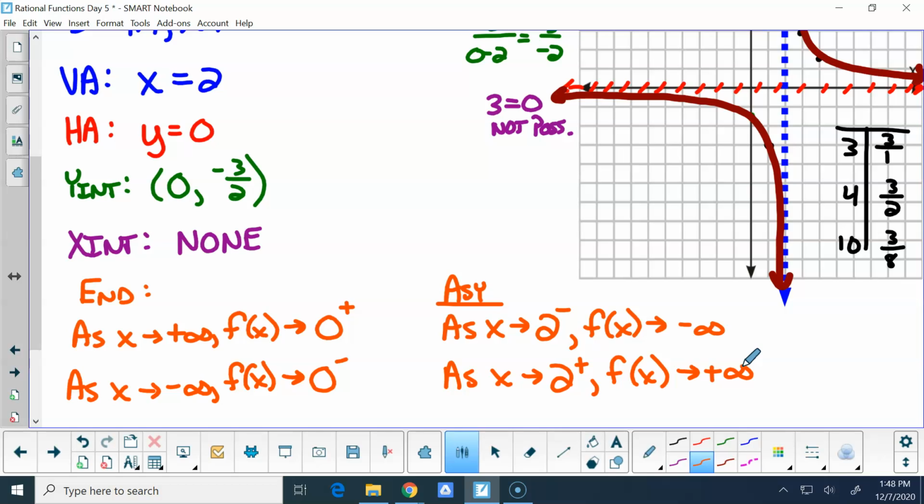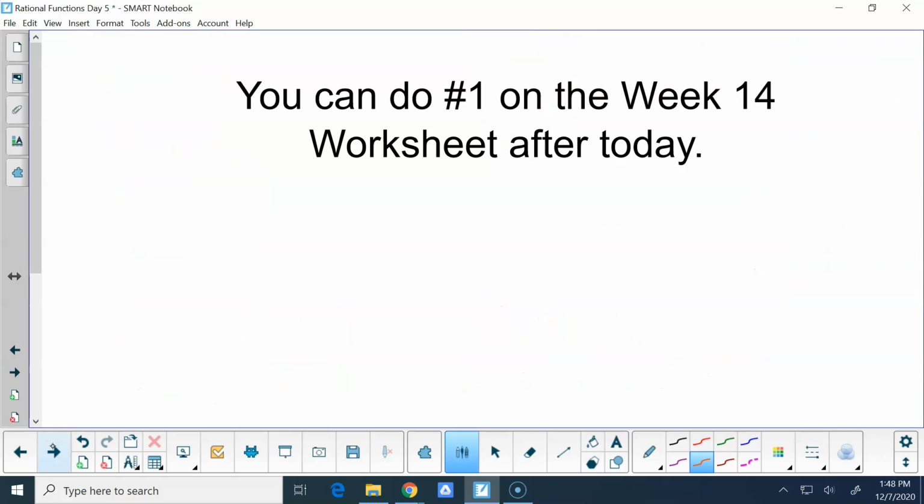Questions, comments, concerns, clarifications on any and all of those? With that being said, you can now do number 1 on this week's worksheet. Those of you in-personers, it's actually sheet number 2. It's page 2. Page number 1 was last week's worksheet. I put them all in together so that if you have it, you've got it.